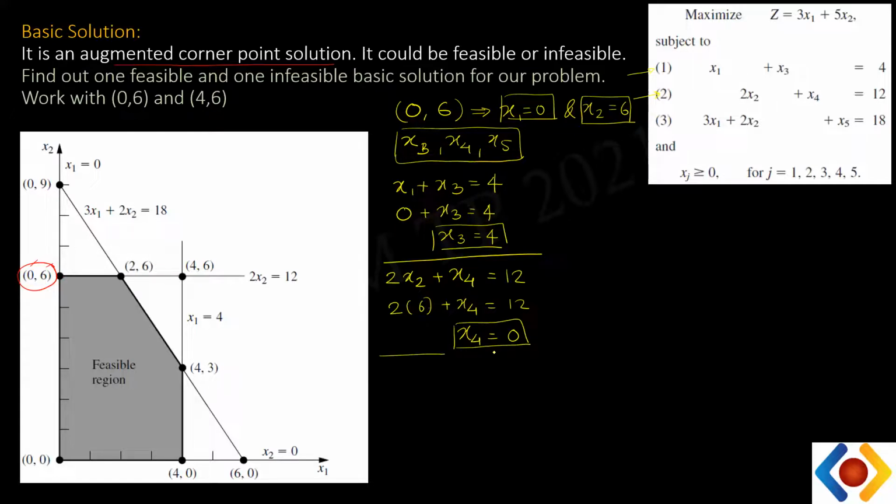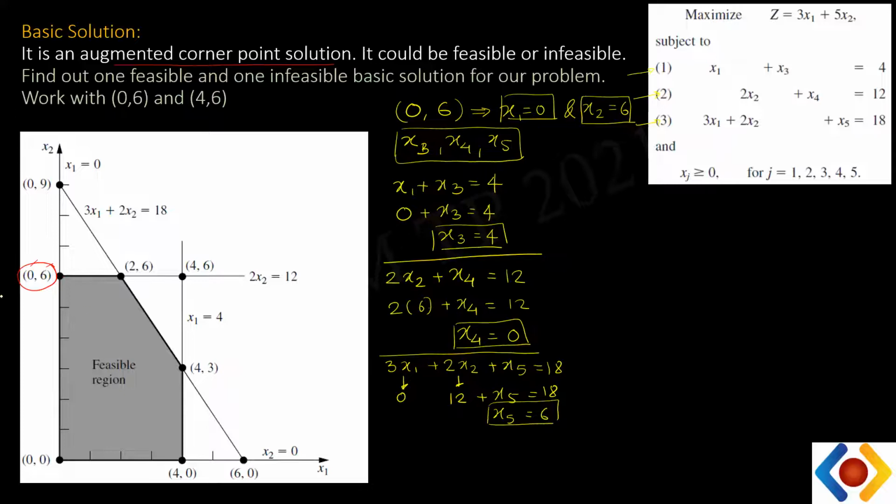And then let's use the third equation. 3x1 plus 2x2 plus x5 is equal to 18, right? X1 is 0, so this term will become 0. x2 is 6, so 2 times x2 will become 12. 12 plus x5 is equal to 18. That means x5 will be 18 minus 12, that is 6, right?